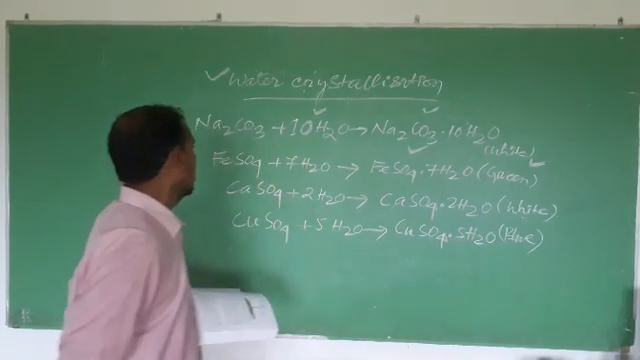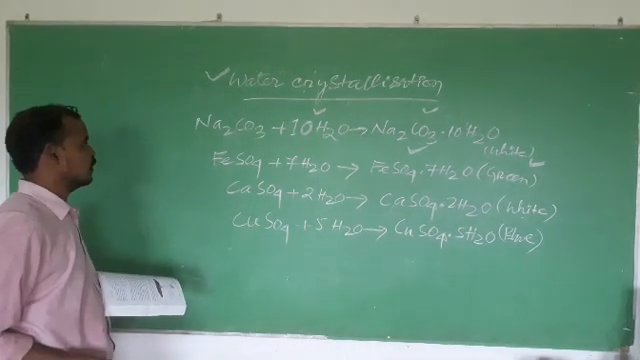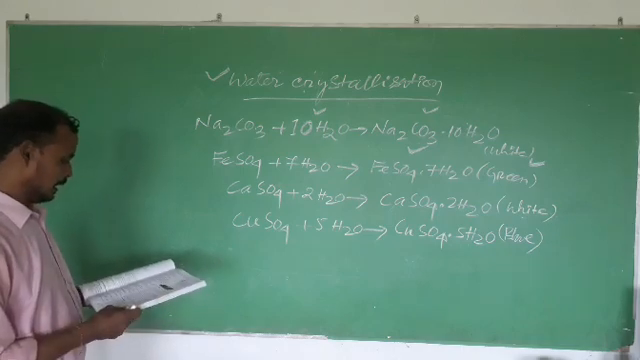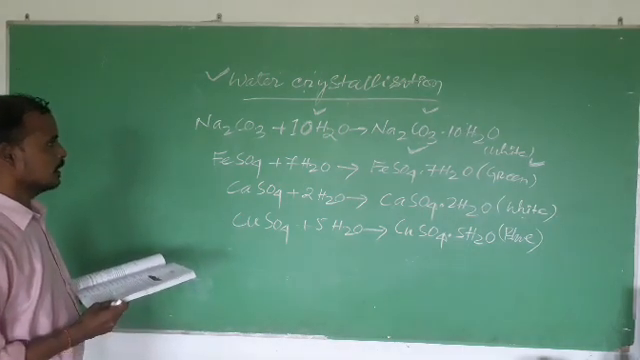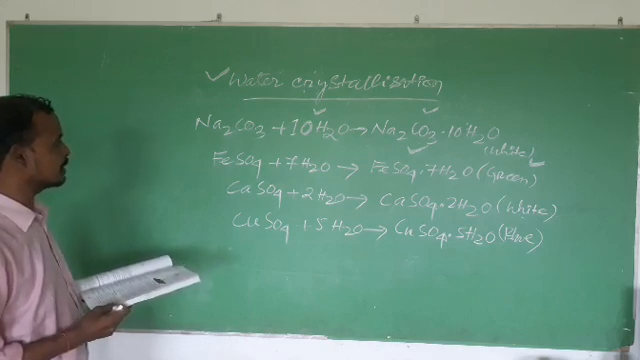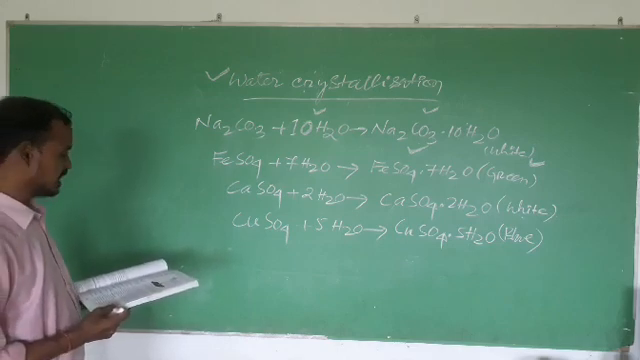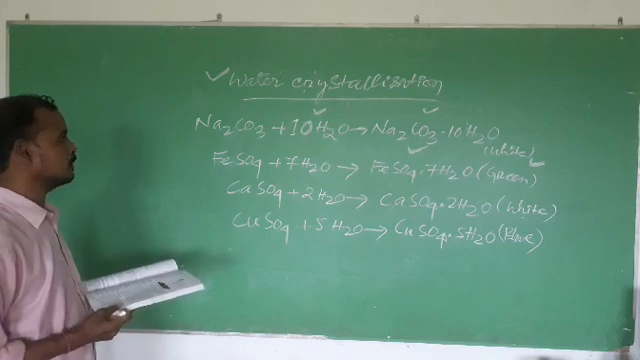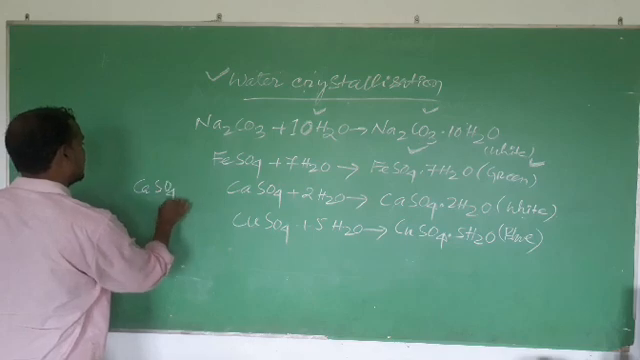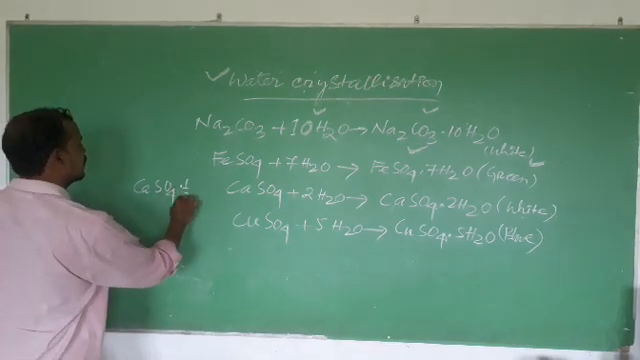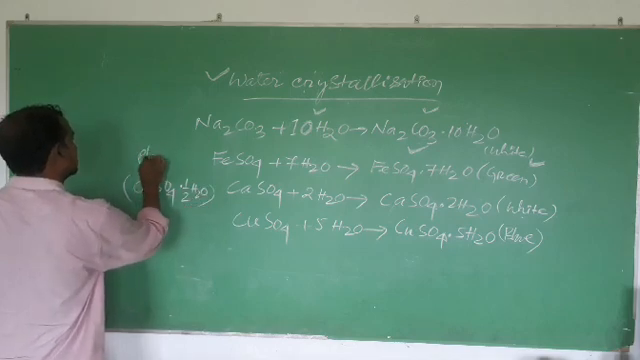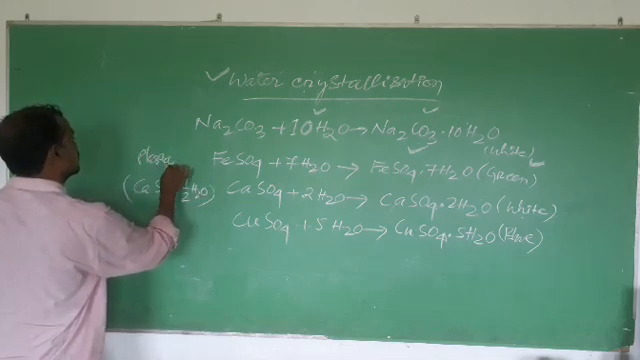So next come to calcium sulphate. Okay, and it is also known as what? It is used to prepare plaster of Paris. And what is plaster of Paris, students? If calcium sulphate is combined with half a molecule of water, okay, it is known as what? It is plaster of Paris.